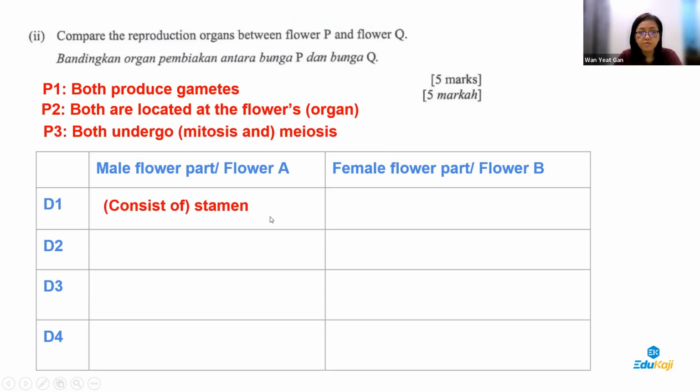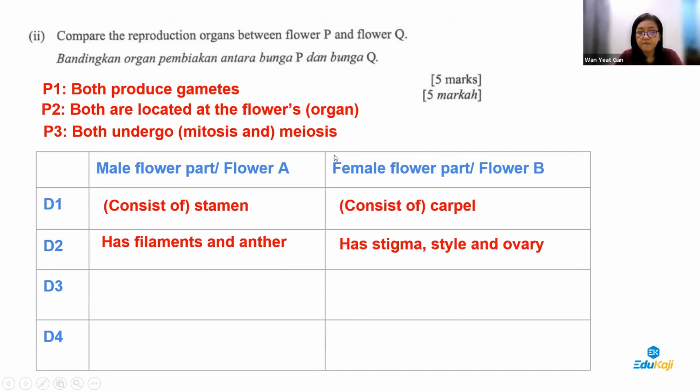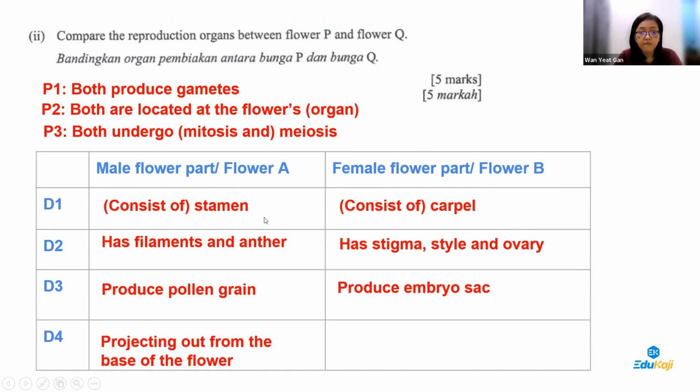Okay, so male flower consists of stamen. Female flower consists of carpel. Male flower has filament and anther. Female flower has stigma, style, and ovary. Male flower produce pollen grain. Female flower produce embryo sac. Male flower project out from the base of the flower, whereas female flower is located in the middle of the flower.